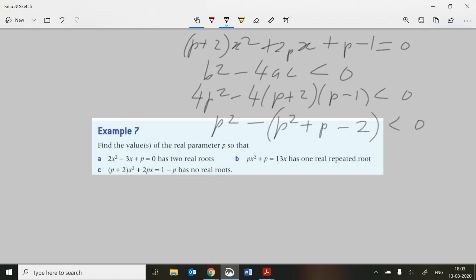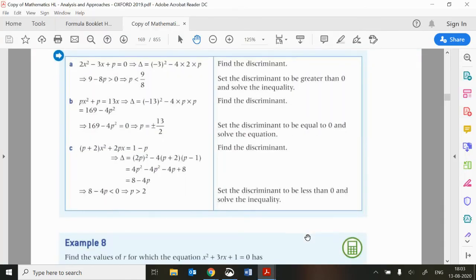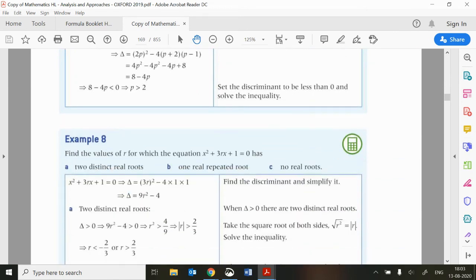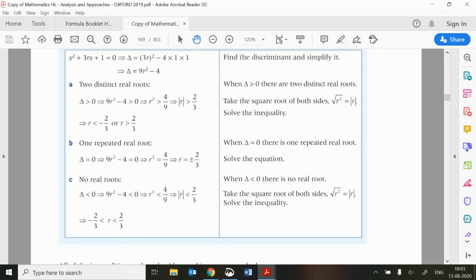And let's make that a little easier. We can see p squared take away p squared is going to disappear. Then we've got minus p, and then minus 2 gives us plus 2, less than 0. Let's take p to the other side, and we're straight away at the point that p has to be greater than 2. Okay, right, so p is greater than 2. We are finished. Great.